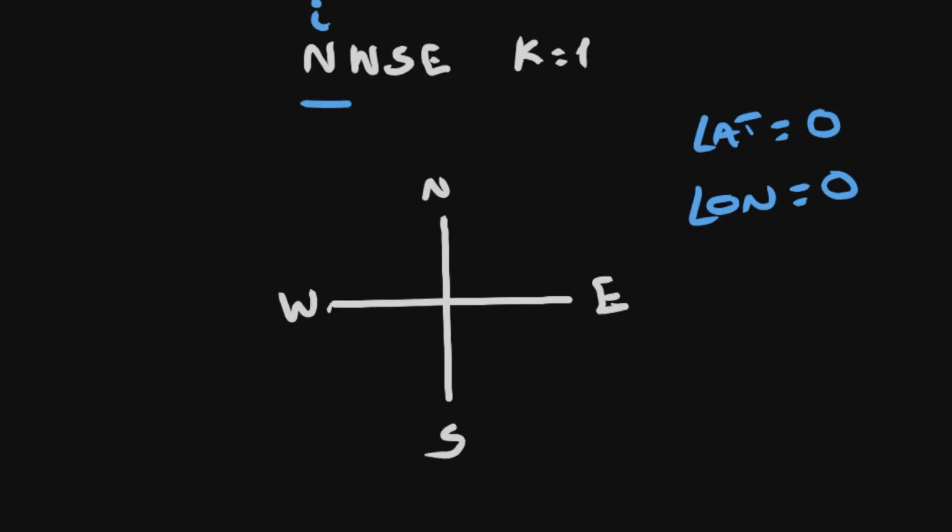Now let's say we have the same input and we will have 2 variables here, latitude and longitude. Remember that this and this are opposite forces, and this and this are also opposite forces. So whenever we find an n, we will add 1 to latitude here. Whenever we find an s, we'll subtract 1 from latitude. Whenever we find an e, we'll add 1 to longitude, and whenever we find the w, we'll subtract 1 from longitude.